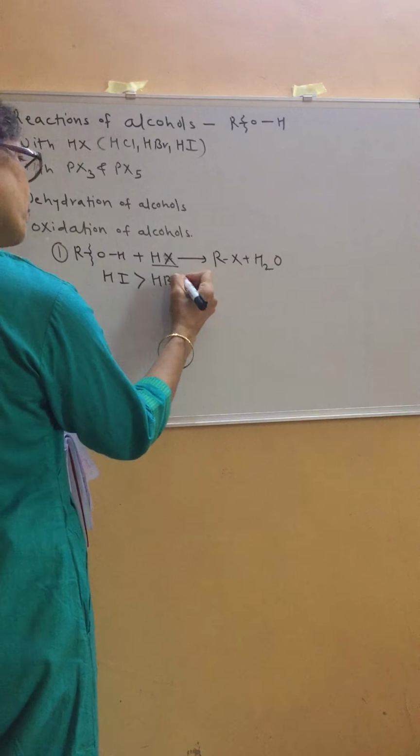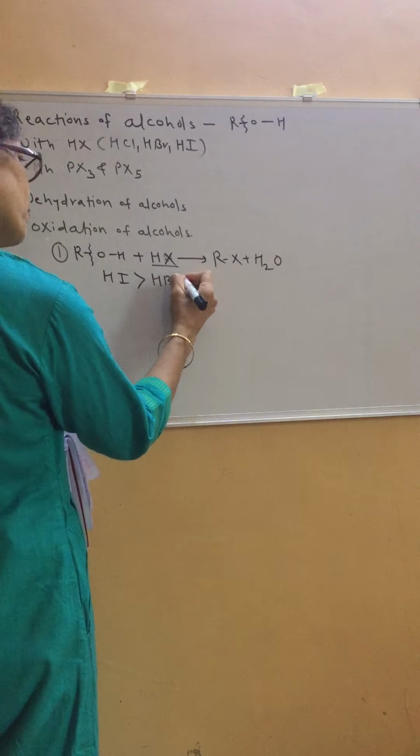HCl is least reactive. In the previous video we have seen HCl can react with ROH only in the presence of zinc chloride as a catalyst. Lucas reagent we have seen. So there we have seen primary alcohols. I am repeating the same reaction again. If you have primary, secondary and tertiary alcohols, how can you distinguish them? In which test tube which alcohol is given? With the help of Lucas reagent.